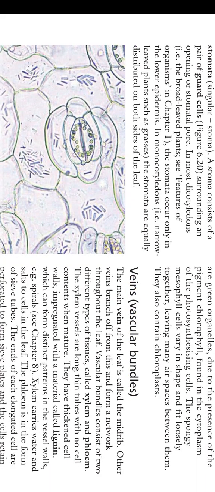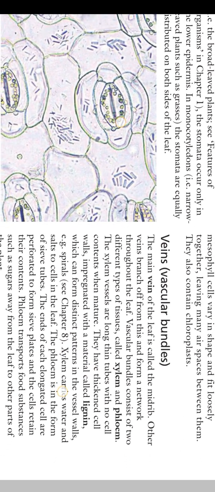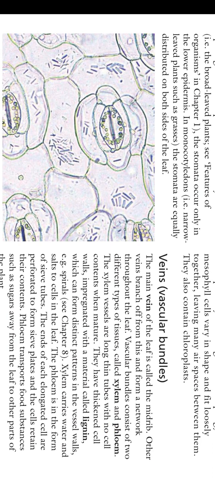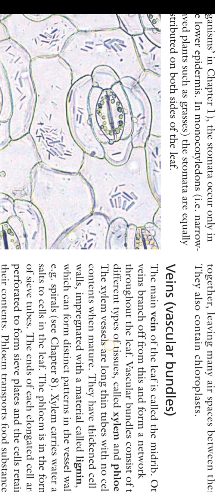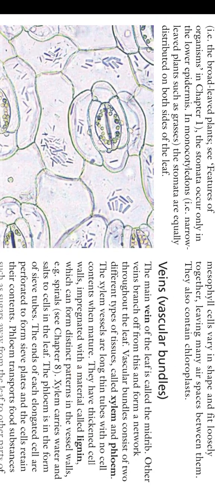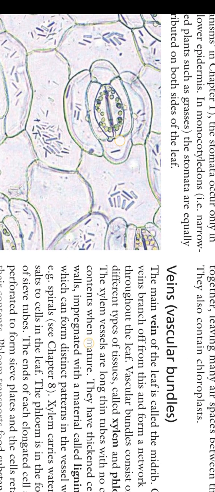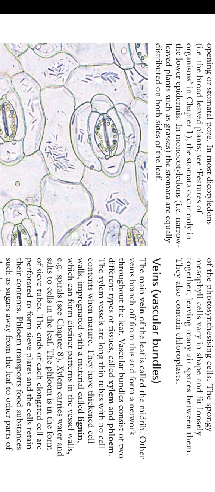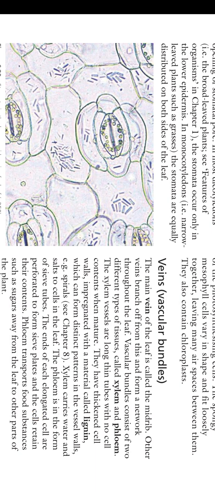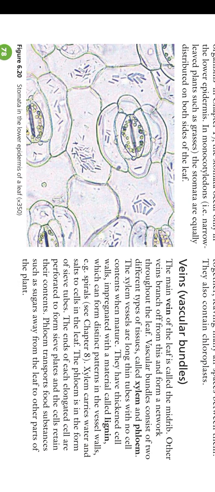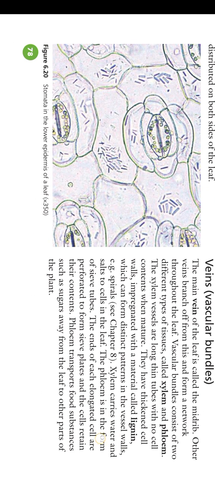Veins, or the vascular bundles: the main vein of the leaf is called the midrib. Other veins branch off from this and form a network throughout the leaf. A vascular bundle consists of two things, the xylem and the phloem. The xylem vessels are long thin tubes with no cell contents when mature. Xylem becomes dead when mature. They have thickened cell walls impregnated with lignin, which can form distinct patterns in the vessel walls, for example spiral. Xylem carries water and salts to cells in the leaf.